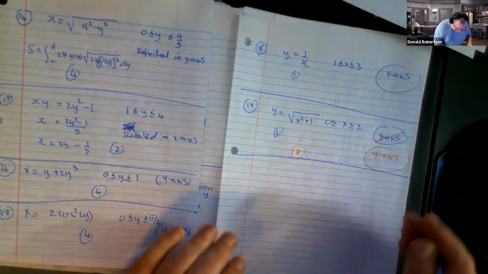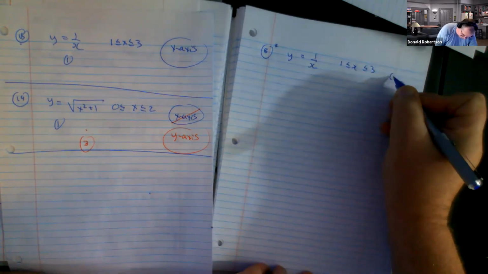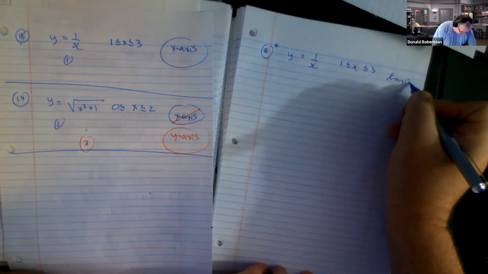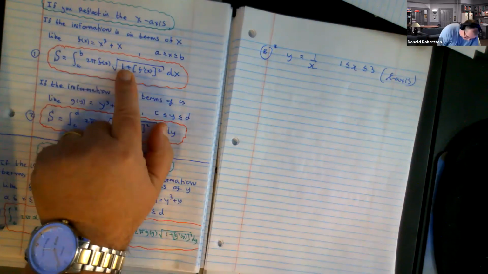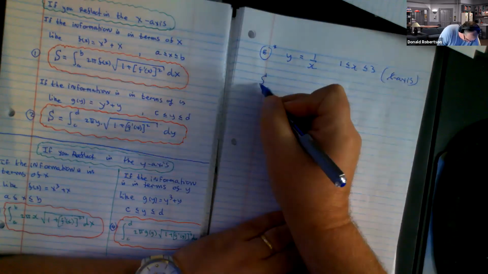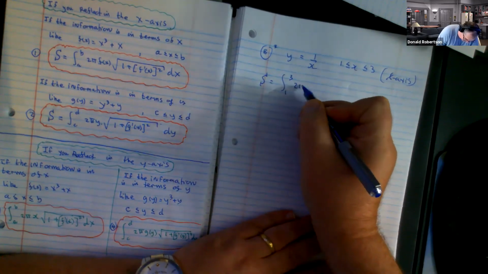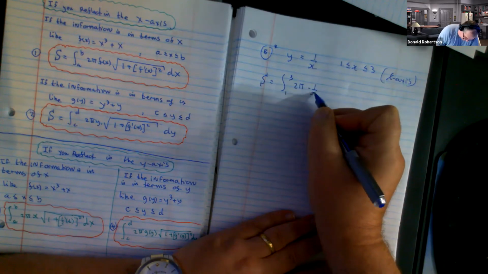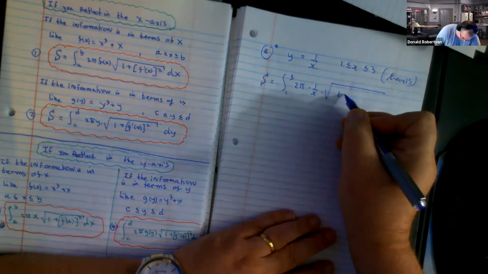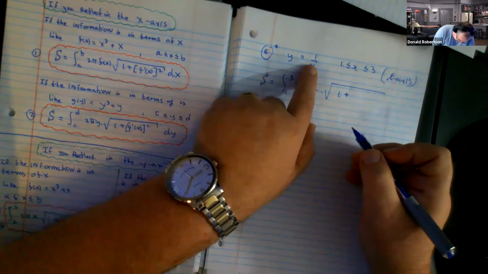I'll pick the last one. Let's do 18. This guy is just number 1. So the surface area is the integral from 1 to 3, 2 pi f of x times the square root of 1 plus the derivative of this guy squared.